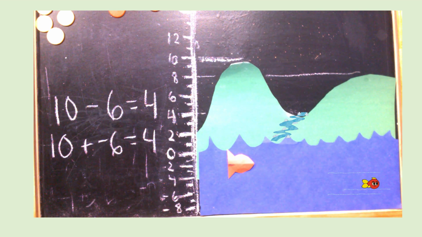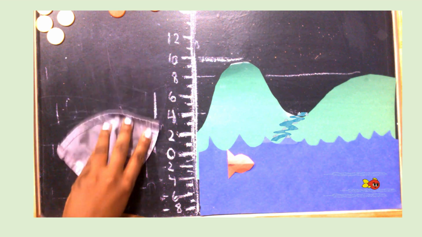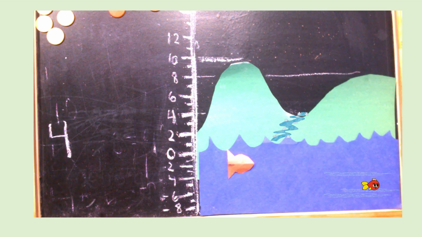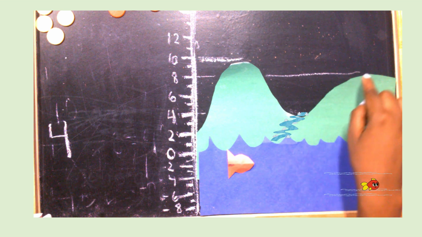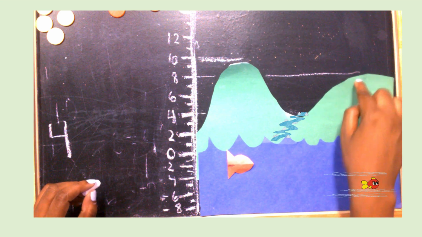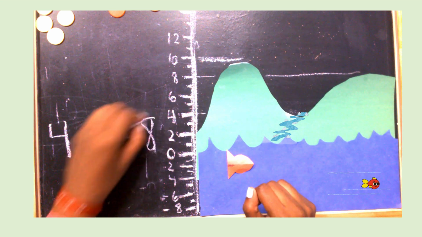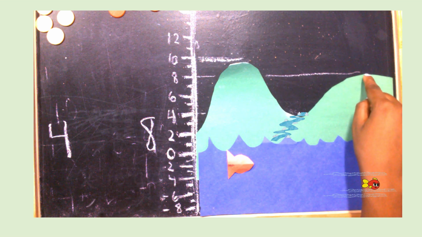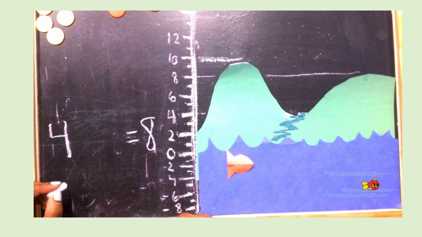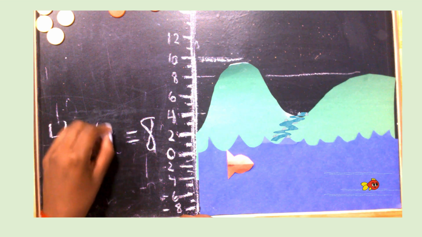Now, I want to go from the valley up the next hill. So we're 4 feet above sea level, and I'm going to travel up to 8 feet above, the next hill. So how far do we ascend to get to the 8 feet mark? We add 4.